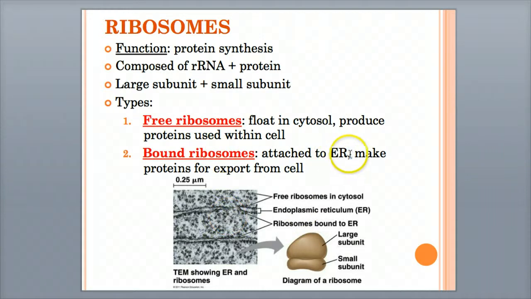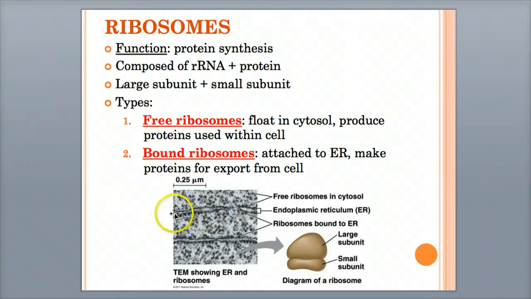Bound ribosomes are attached to ER, and they make proteins primarily to ship them out of the cell. So free ribosomes make proteins for the cell. Bound ribosomes make proteins to export for somebody else outside of the cell. When I said there's 2 parts of a ribosome, first of all, here's the TEM. Remember the transmission electron microscope? Here's the picture of an ER. And those little dark circles, those are the ribosomes that are attached to the ER.